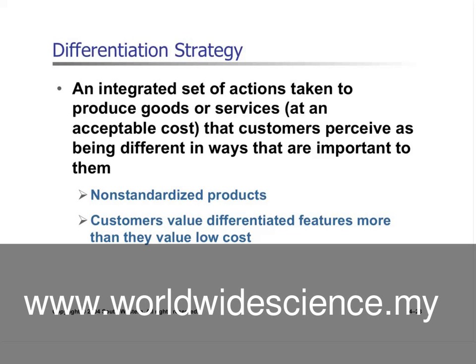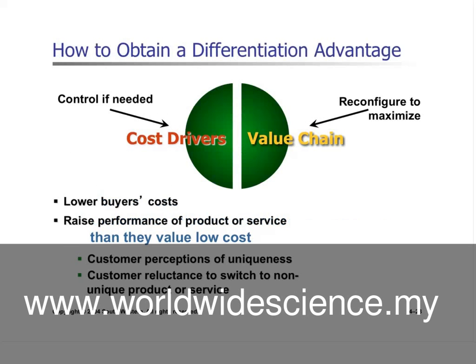So how to obtain differentiation advantage? Then you have to still consider your cost drivers and then reconfigure your value chain. So the same concept, but a different approach. Another question from you: imitation is a lot. How can a company remain unique? Yeah, that's what we're discussing.